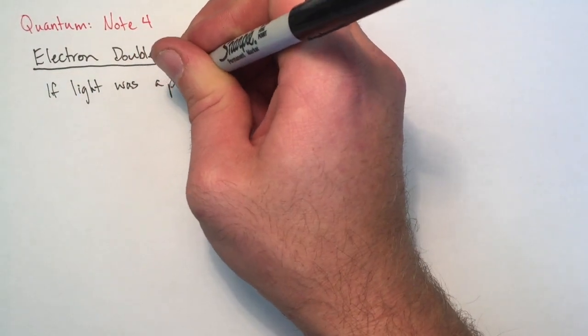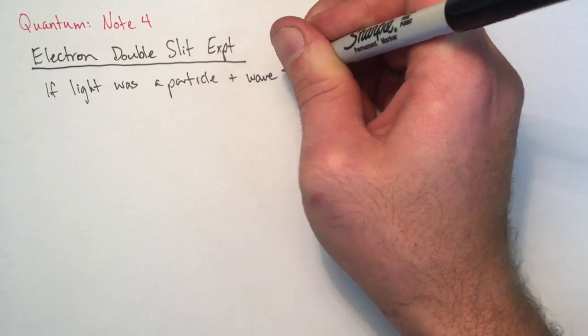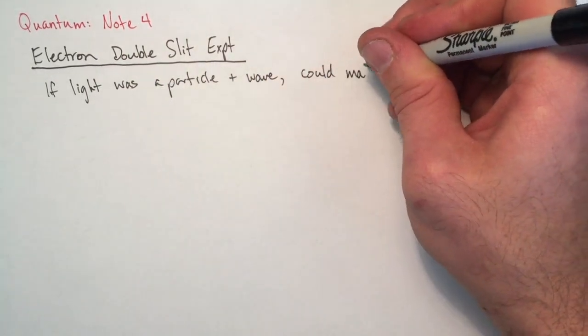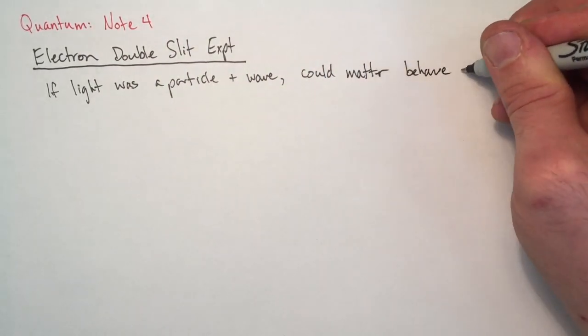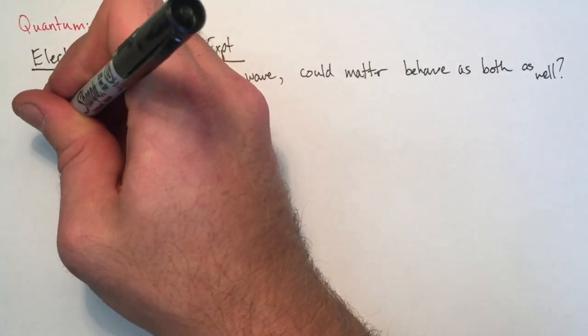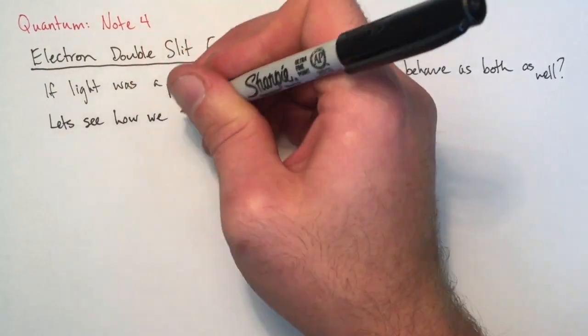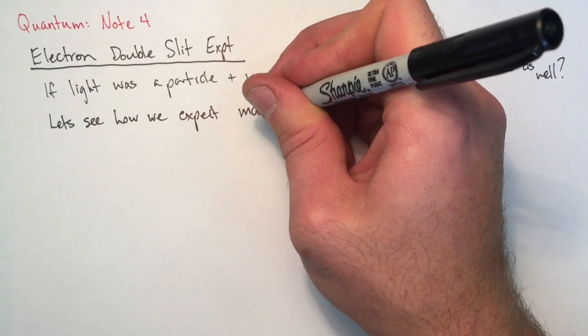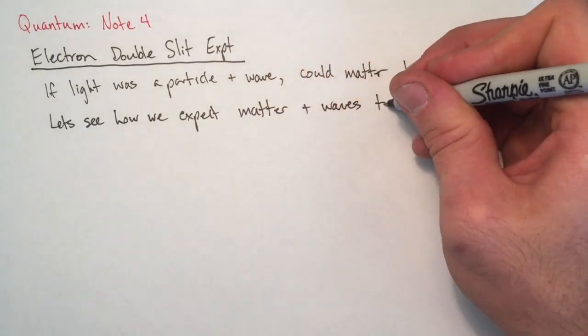There's matter and antimatter. So would it be possible that if light can be both a wave and a particle, could matter itself also be a wave and a particle? Scientists in the early 1900s actually asked this question themselves, and they did an experiment to see whether or not this was true.